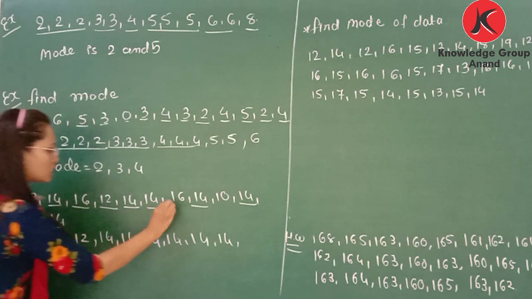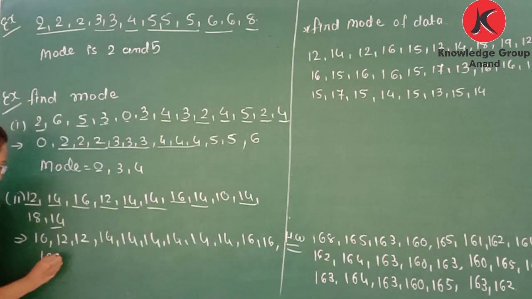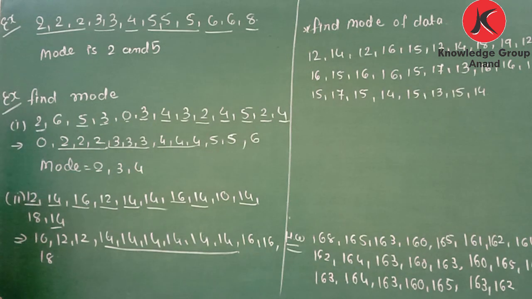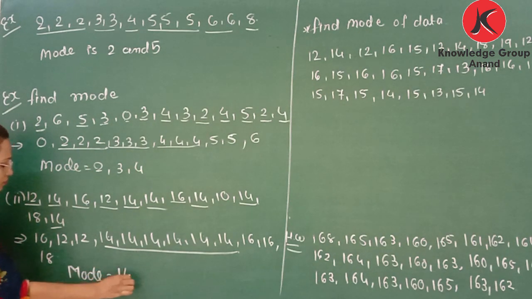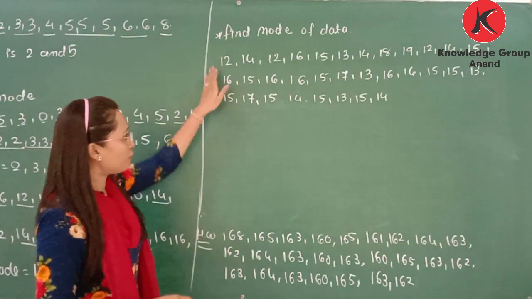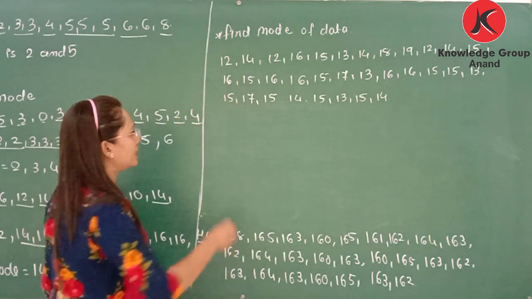Now 16 is 2 times and 18 is 1 time. Now what is the mode? You need to find the maximum repeated value. 14 is repeated the maximum, so mode will be 14. Clear?